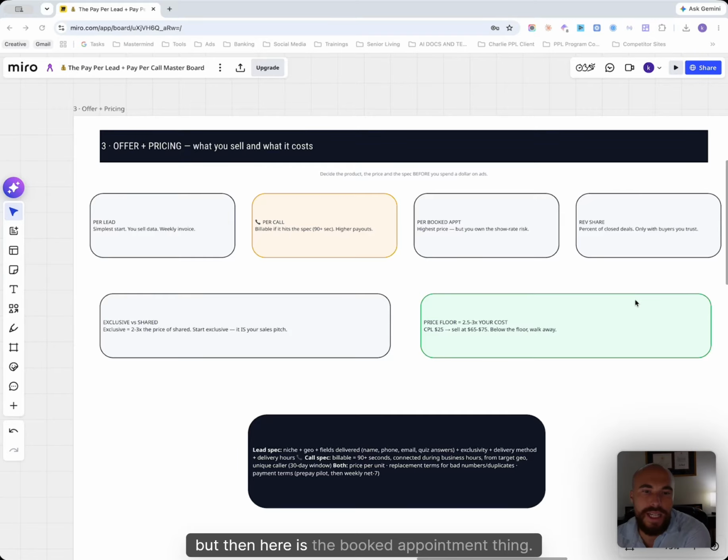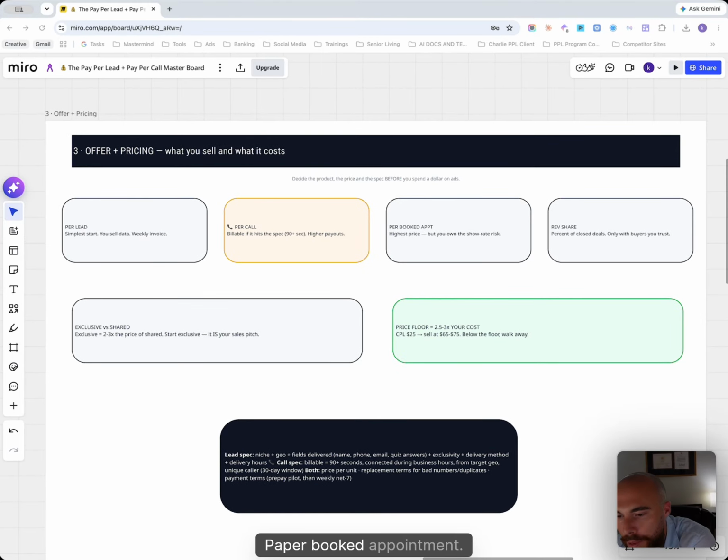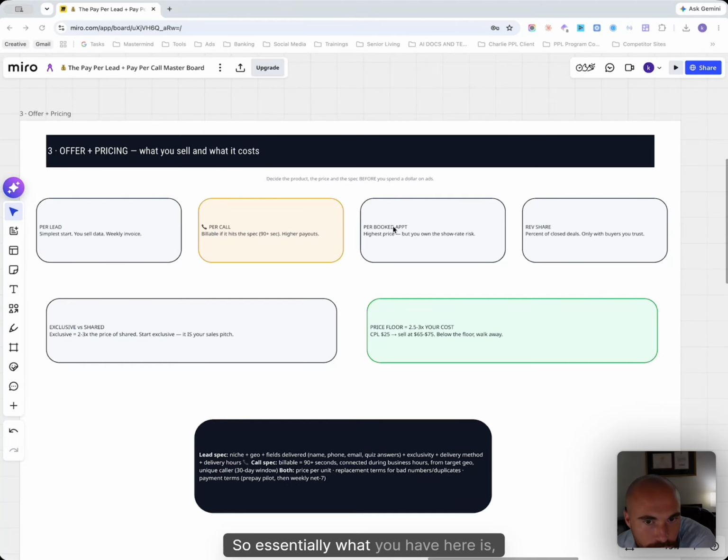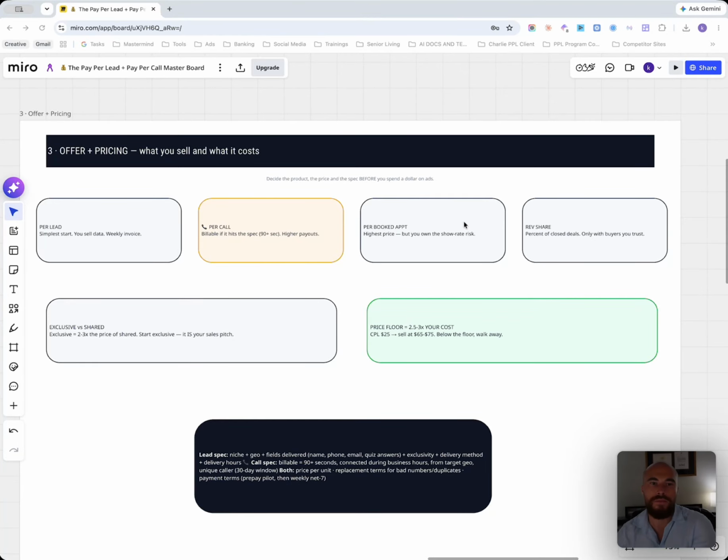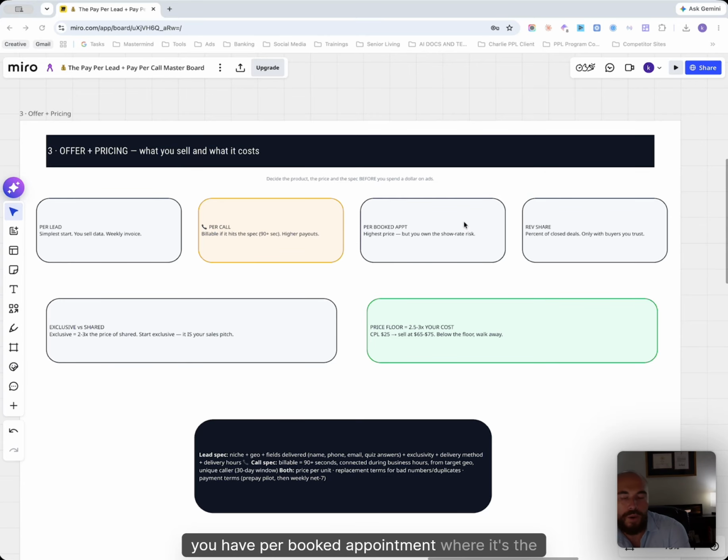But then here is the booked appointment thing, pay per booked appointment. Essentially, this is the highest price you could sell for, because it's calls that you took, then you placed an appointment on, but you take a ton of risk for this if the client doesn't show or things like that.